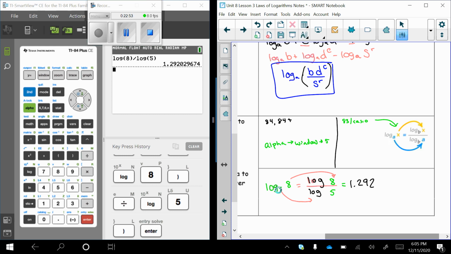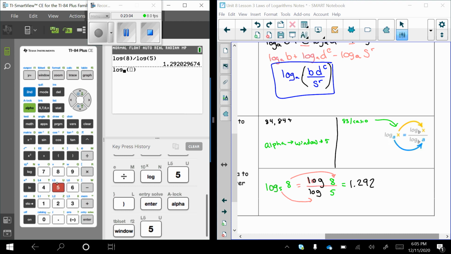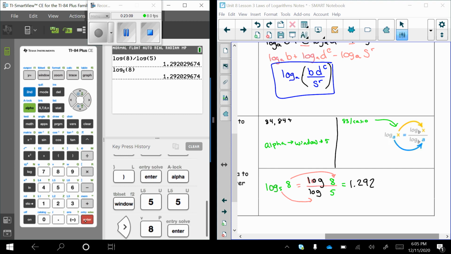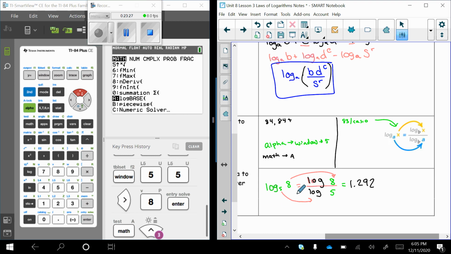This is a TI 84, so if you're using this one or you have an 84 yourself, again, you could have just done log base 5 of 8 in here by hitting alpha window and going to number 5, which is log base, and then putting the 5 as the base and the 8 here, and we get the same answer. I also think it's in your math list. So math A is also log base. Option A. Okay. So that's a nice function to have if you have that capability.